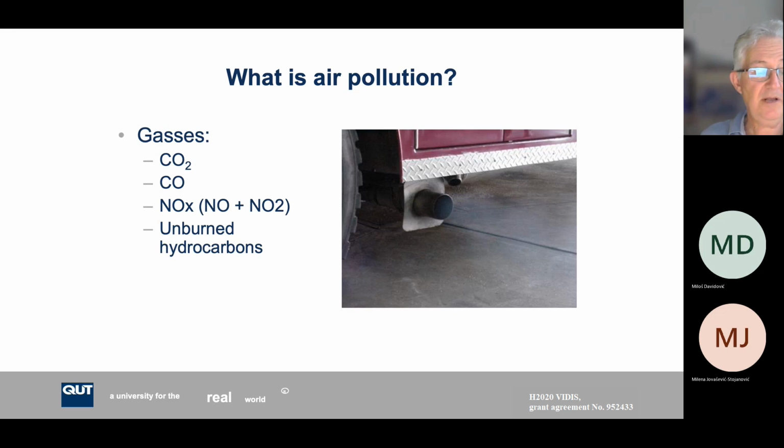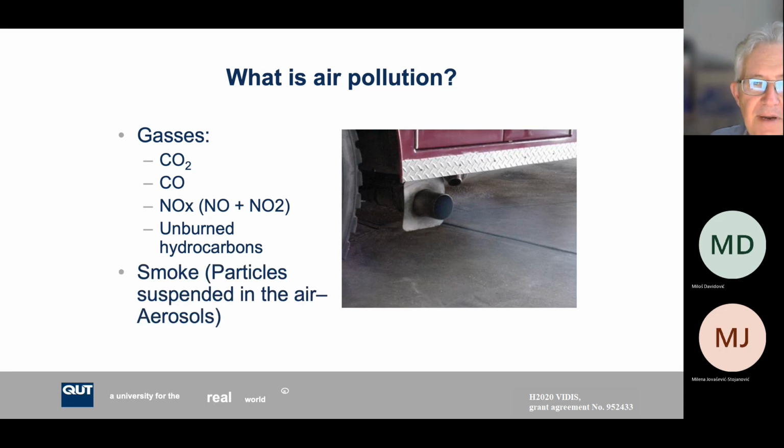So what's air pollution? Well, air pollution can be divided roughly into two major parts. The gases part of the air pollution, we look at vehicle emission as an example, any combustion source. What comes out is mainly carbon dioxide, carbon monoxide, some oxides of nitrogen, both NO and NO2, and also some unburned hydrocarbons. And this comes more or less from any kind of combustion source. In addition to the gaseous pollutants, what is also an important part of air pollution are the smoke or the particles suspended in the air, what we call by the general term aerosols.